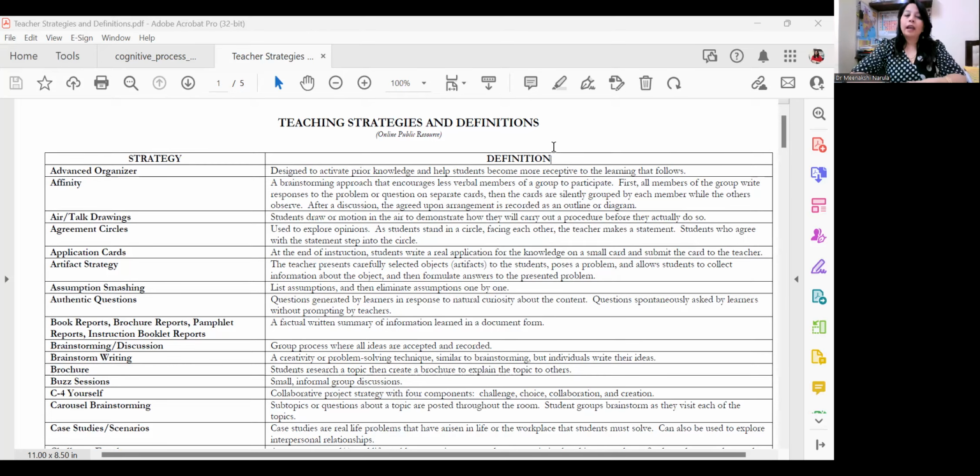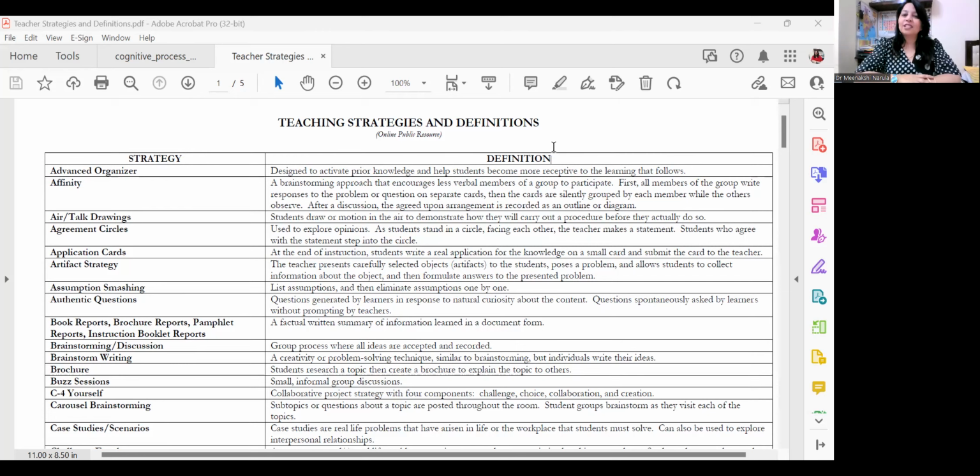And the next one is air or talk drawings. Students draw or motion in the air to demonstrate how they will carry out the procedure before they actually do it. Just through gestures, they explain what they have to do, first this and then that, right? So this is how it can be done. Like my daughter draws in the air when she has to write the letter A. She draws the first stroke, same in the air. So this is how air drawings can be done.